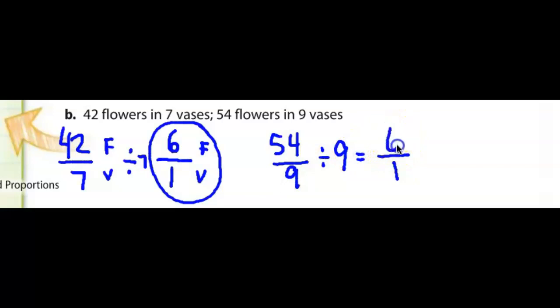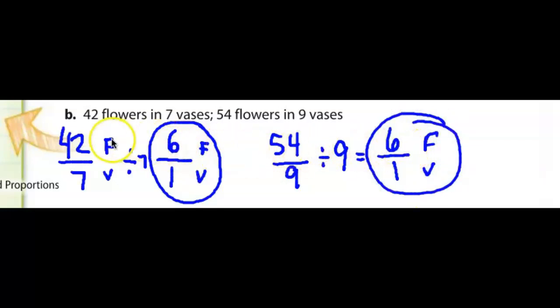Very good. That is actually 6. So that's going to be 6 flowers for every vase. So guess what? Are these two rates, 42 to 7 an equivalent rate to 54 over 9, yes or no? All right, the answer is yes, because if you find their unit rates, 6 flowers in a vase, 6 flowers in a vase, they are equal.